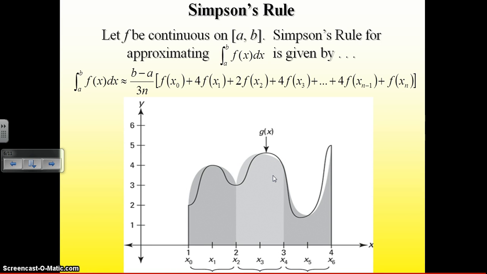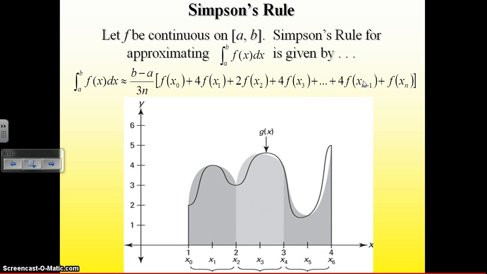It's a nice little proof if you want to look in your book, or you can just take my word on it. But Simpson's rule is a little different from the trapezoidal rule. Instead of b minus a over 2n, it's b minus a over 3n. Notice it's still f of x sub 0, it's still f of x sub n, but notice on the inside it alternates 4, 2, 4, 2, 4, 2, 4, 2, and then the last one has to be 4.